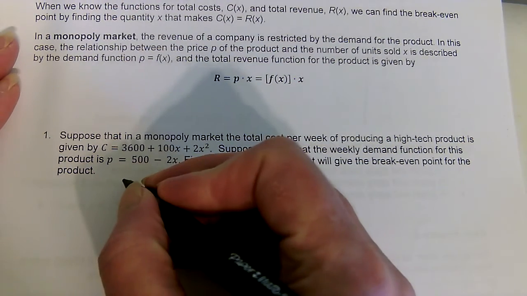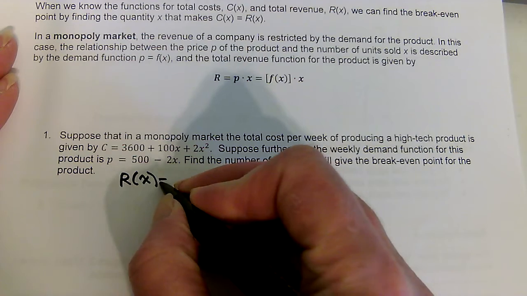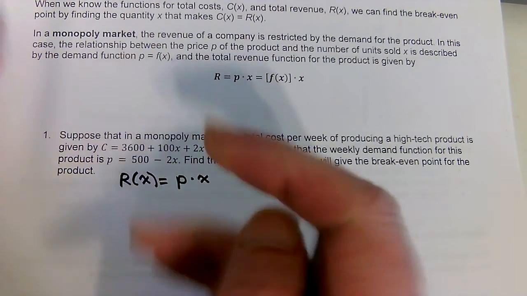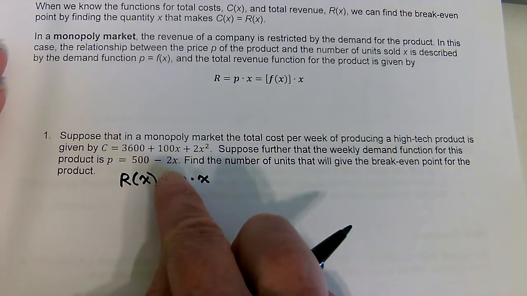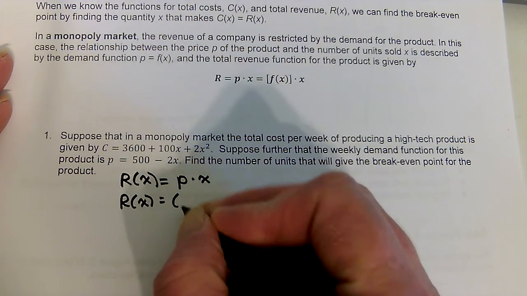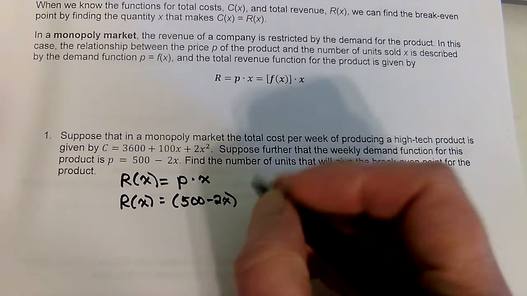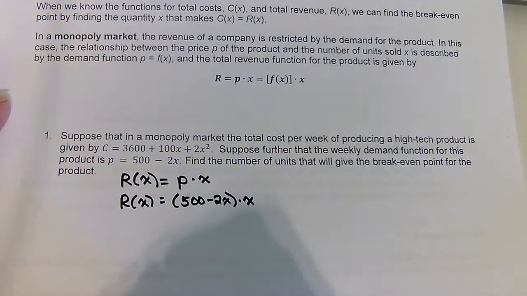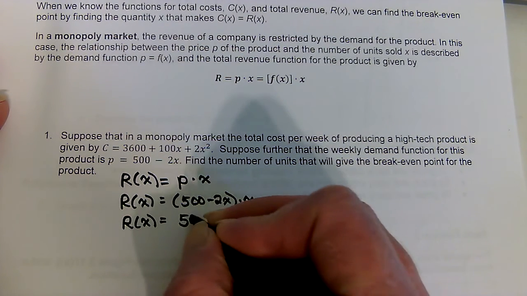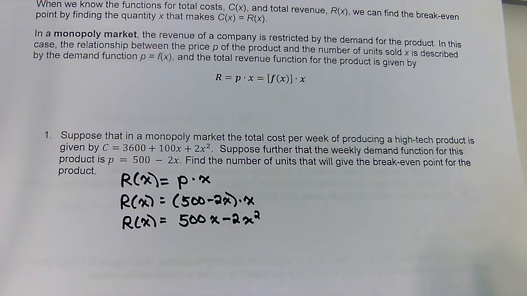Revenue is made by our price times the number of units. Our price is given as a function of x. It depends on how many units we sell. So our revenue is going to be the demand, 500 minus 2x, which gives us our price, times how many we sell. So we end up getting 500x minus 2x squared. Okay, so that's my revenue.